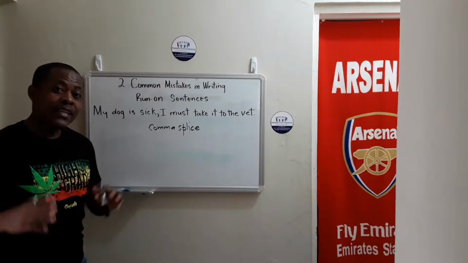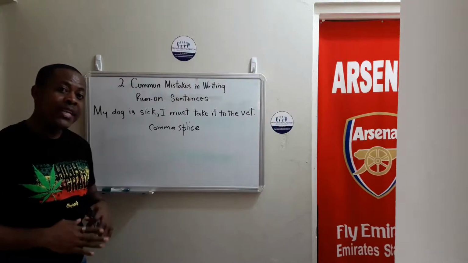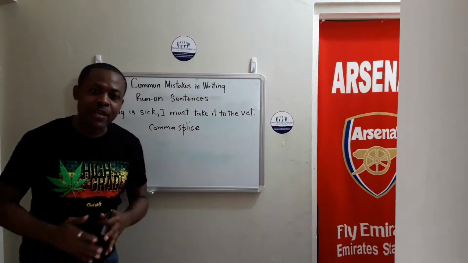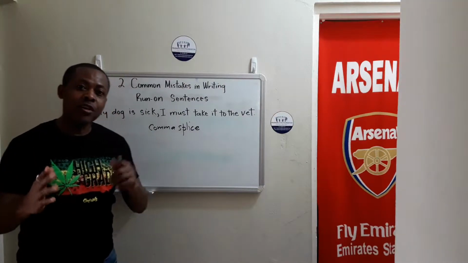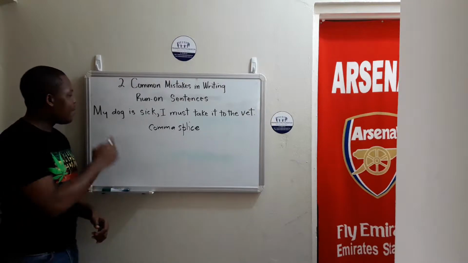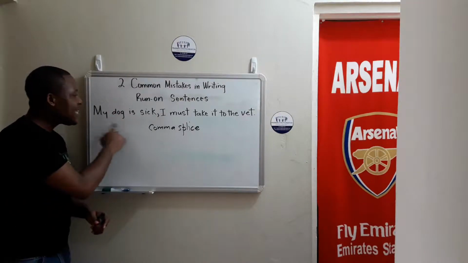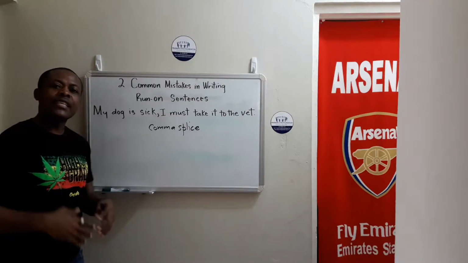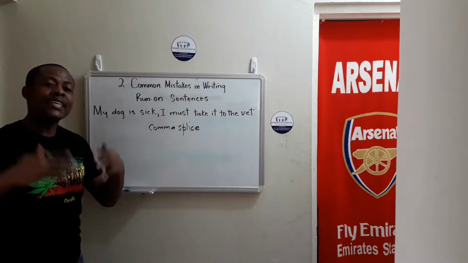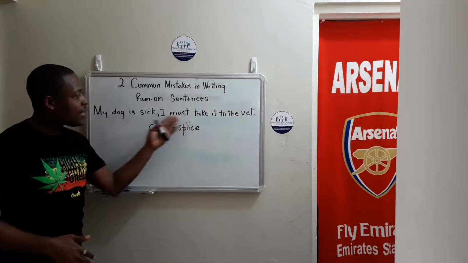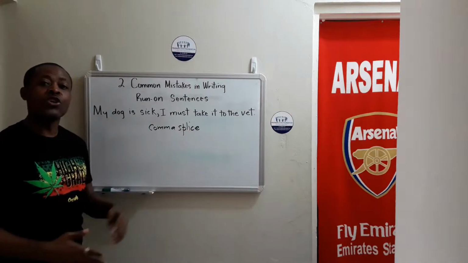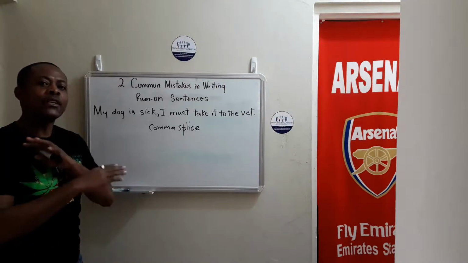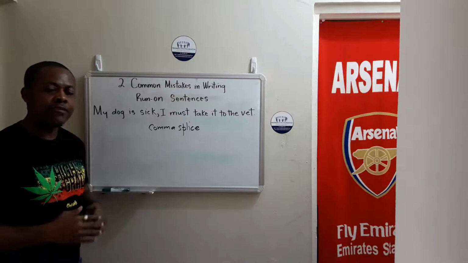You know that a clause is independent when it has a complete subject part and a complete predicate part and can stand on its own. For example, in my dog is sick, my dog is the complete subject part, is sick is the complete predicate part, and it can stand on its own. If you analyze the next independent clause, you will see that there is a subject and a complete predicate, and a complete thought is identified.